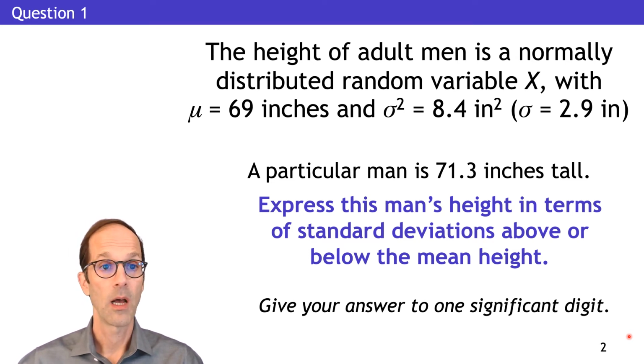So if you think about this problem, you've got a height of 71.3 inches. That's clearly higher than the mean of 69 inches. More precisely, it's 2.13 inches higher. 2.13 inches is 0.8 or 80% of a single standard deviation. So the answer here is 0.8. This man's height is 0.8 standard deviations above the mean.